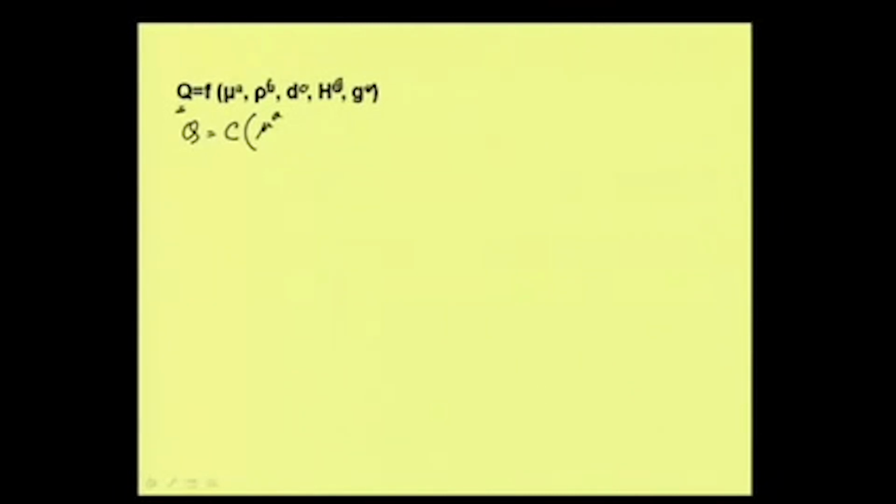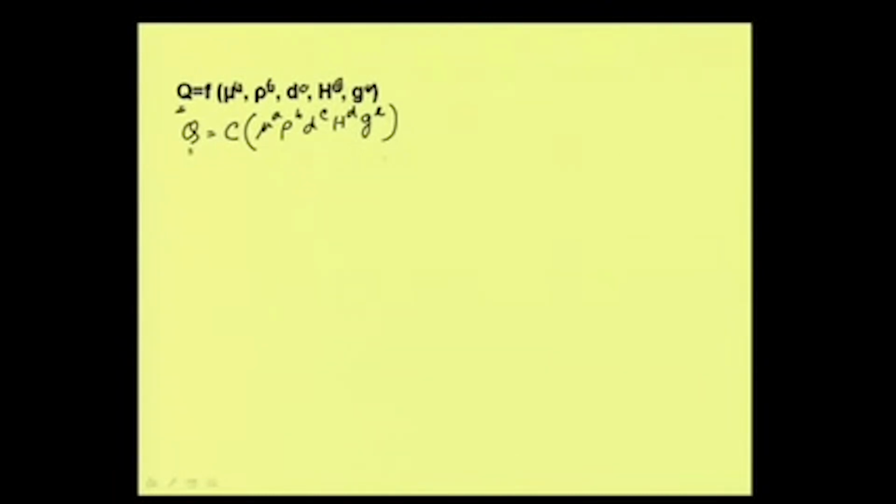Well, then what we can do is put this as q equal to c, and say mu to the power a into rho to the power b, d to the power c, h to the power d and g to the power e. Well, now this is our relation.